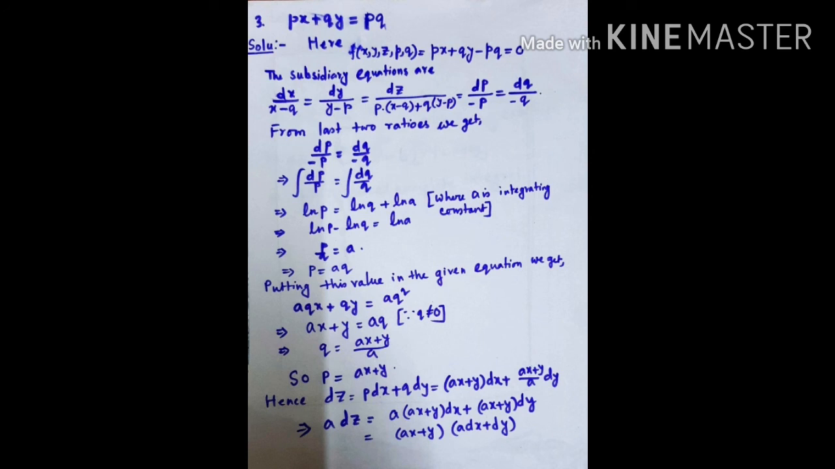Now hence dz is equal to p dx plus q dy, putting the values of p and q, is equal to (ax plus y) into dx plus (ax plus y) by a into dy. We arrange it properly. This implies a into dz is equal to a into (ax plus y) into dx plus (ax plus y) into dy. Now we take common (ax plus y). So we can write it as (ax plus y) into (a dx plus dy).